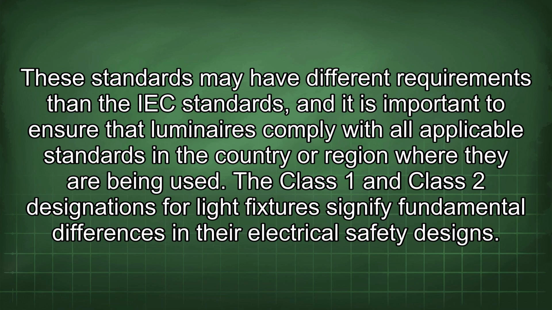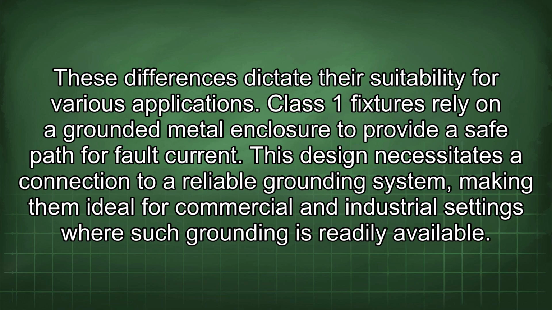The Class 1 and Class 2 designations for light fixtures signify fundamental differences in their electrical safety designs. These differences dictate their suitability for various applications. Class 1 fixtures rely on a grounded metal enclosure to provide a safe path for fault current. This design necessitates a connection to a reliable grounding system, making them ideal for commercial and industrial settings where such grounding is readily available.